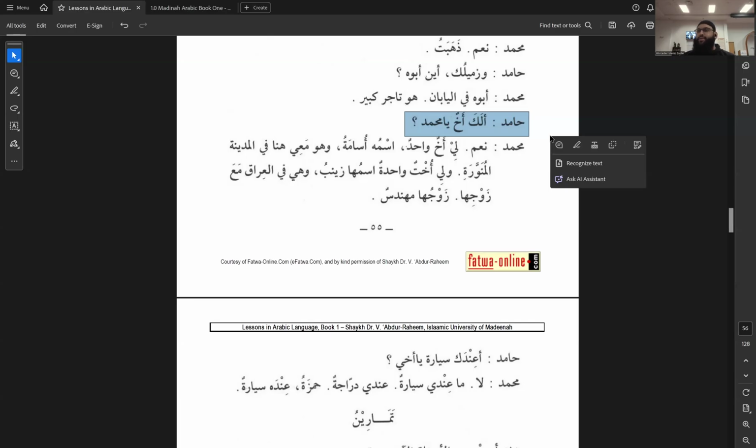There's no it in the sentence, right? Because then there would be a ha. It's a little confusing, but that's why I'm asking on purpose. Alaka. It's a question about ownership, and the dhamir is kaf. So you can say it in one of two ways. Neither of them make any sense. Alaka akhun ya Muhammad. Does a brother belong to you? Or do you own a brother? Now, if you were to translate it literally, that's what it would be, but of course you don't.